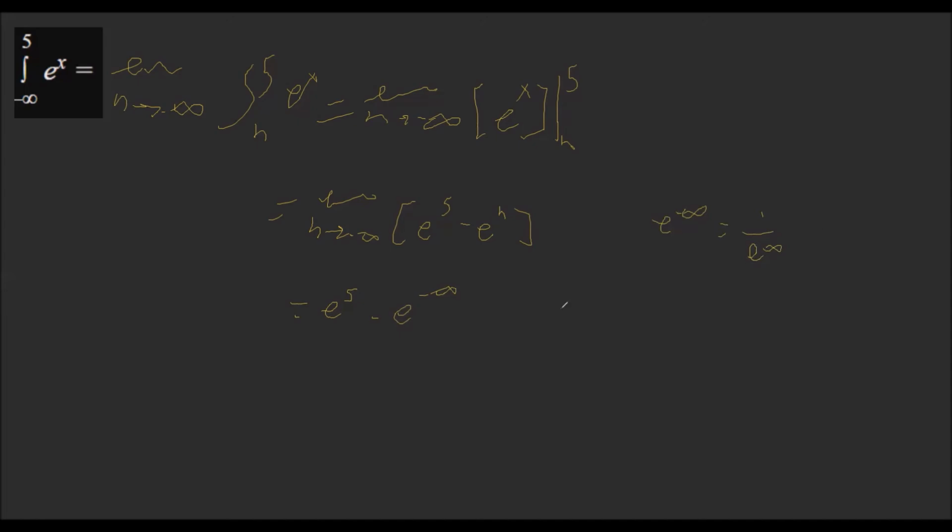And so really we can say that this is equal to e to the power of 5 minus 1 over e to the power of infinity. Now, e to the power of infinity is infinity, and so 1 over e to the power of infinity is equal to 1 over infinity, and 1 over infinity is equal to 0. And so what we have over here is really e to the power of 5 minus 0, which, as you know, is e to the power of 5. And so that is the integral from negative infinity to 5 of e to the power of x.